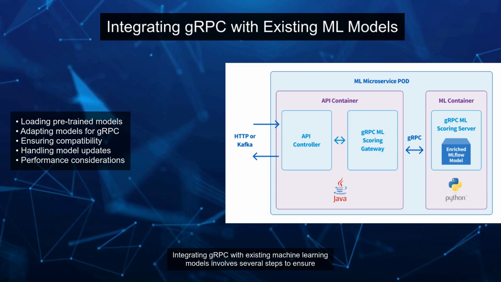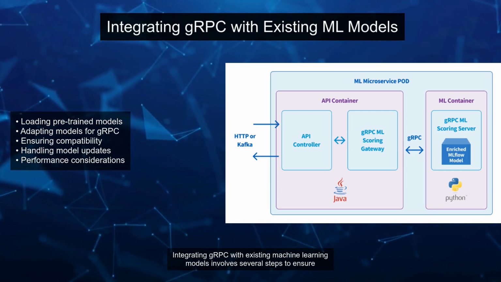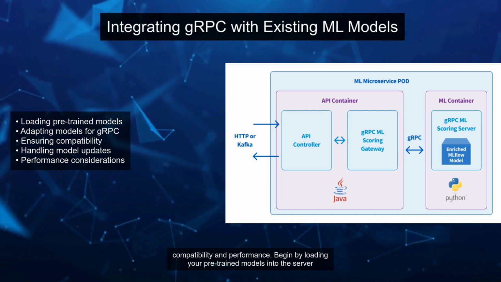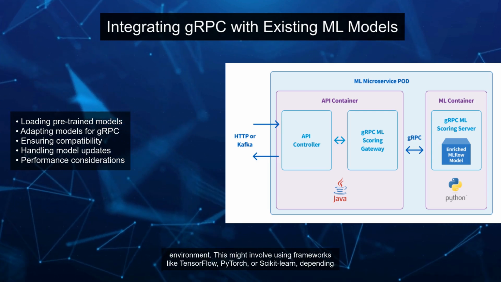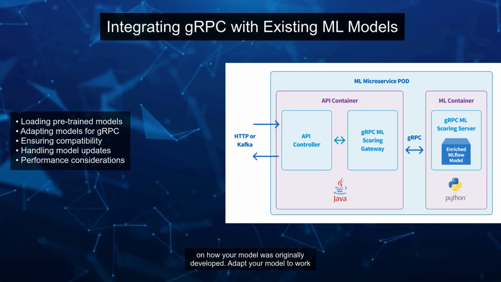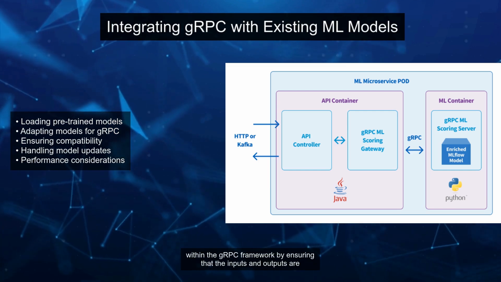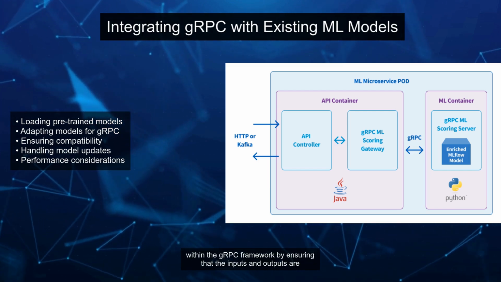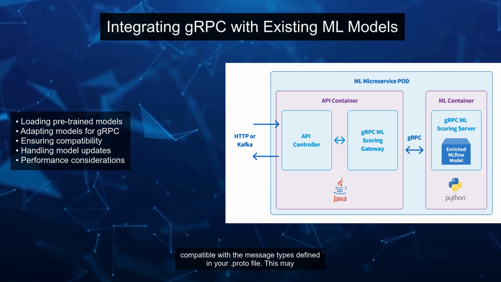to end users. Integrating gRPC with existing machine learning models involves several steps to ensure compatibility and performance. Begin by loading your pre-trained models into the server environment. This might involve using frameworks like TensorFlow, PyTorch, or scikit-learn, depending on how your model was originally developed. Adapt your model to work within the gRPC framework by ensuring that the inputs and outputs are compatible with the message types defined in your proto file.